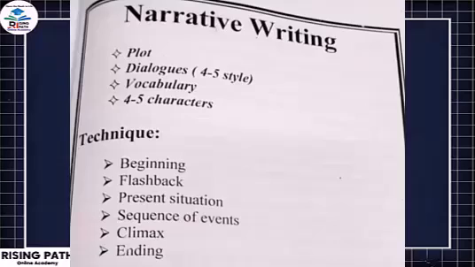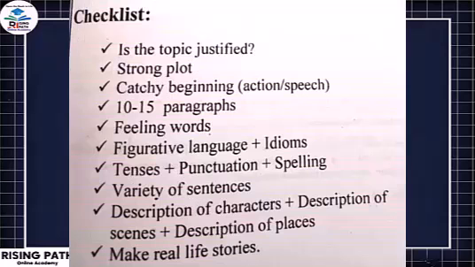writing: plot, dialogues, then vocabulary, then 4 to 5 characters. We have to follow the technique. We must have a catchy beginning, then the flashback, then coming back to the present situation, sequence of events, climax, ending. Once we have finished the story, we have the checklist.